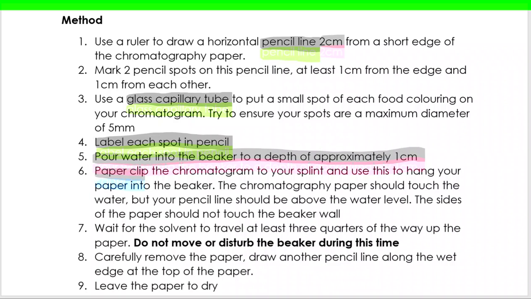We're then going to paperclip the chromatogram. Why might we do that? Well, the chromatogram is chromatography paper. And as it gets wet and it gets soggy, it's going to start to collapse. So the paperclip helps to maintain the height. It stops it collapsing into the beaker. Alternatively, you can use a wooden splint and hang your paper from that in the centre.